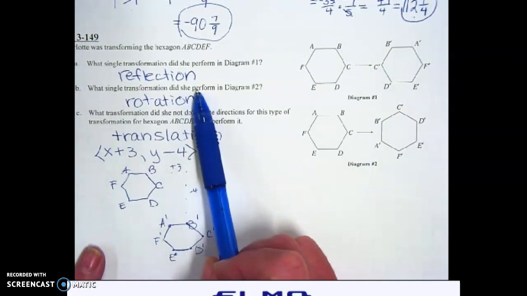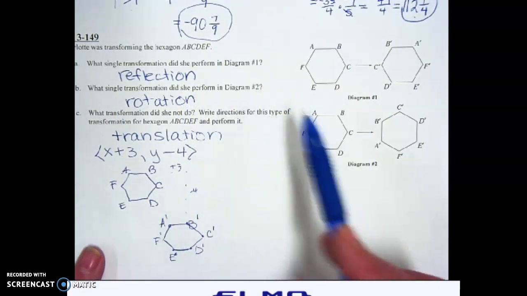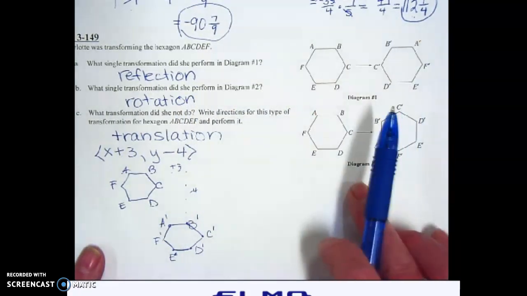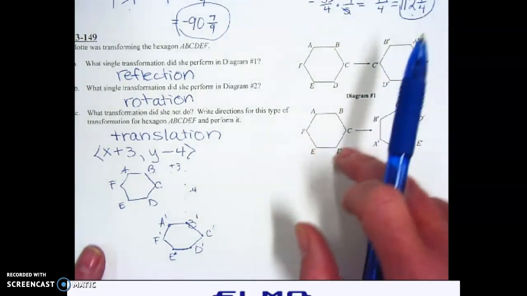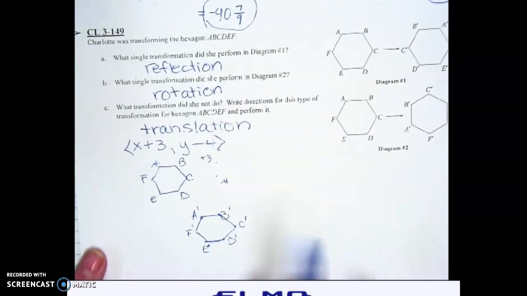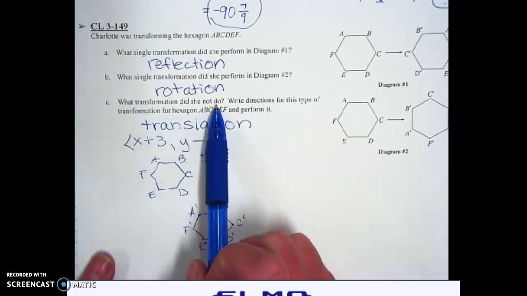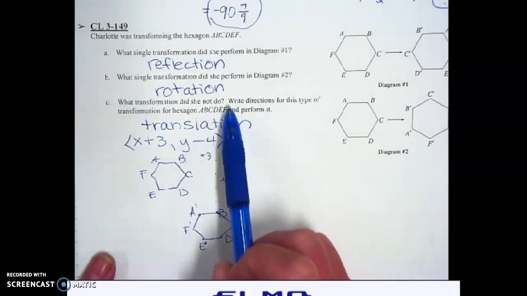Part B says what single transformation did she perform? And that looks like a rotation. It's just turned this direction, or technically you could turn it that direction too. Part C, what transformation did she not do? That would be a translation.